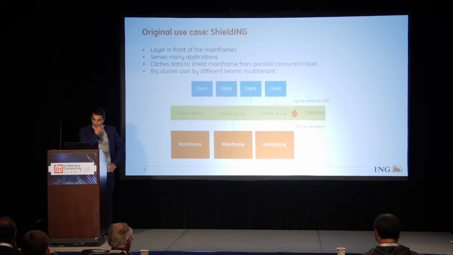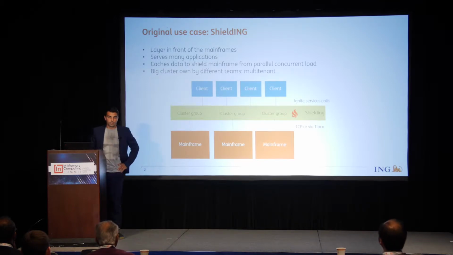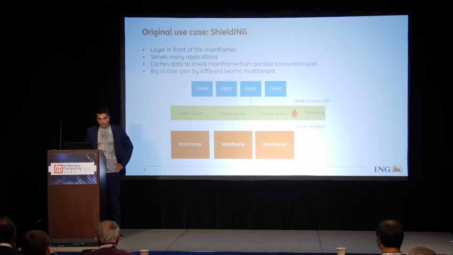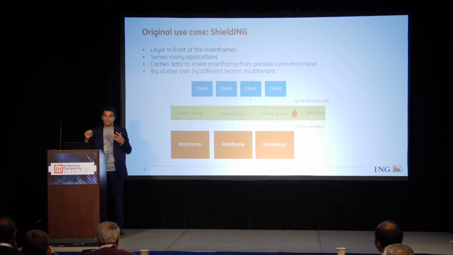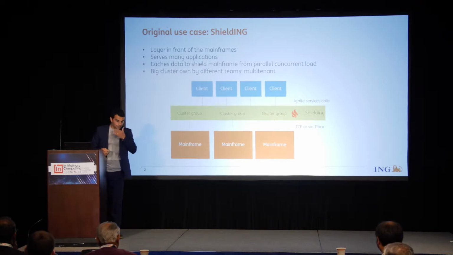Here is an application that we created about 2 years ago, where we had this mission to protect our mainframe from a lot of concurrent calls. So what we did is we put an Ignite cluster cache in front of it, so that all the clients would access the data using the cache and not access the mainframe directly.